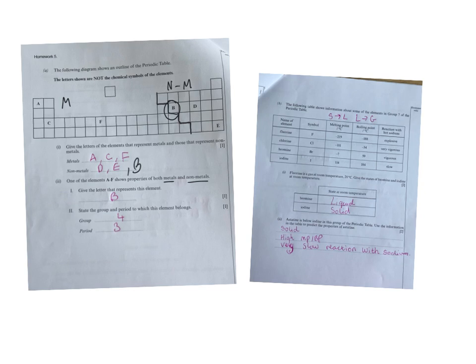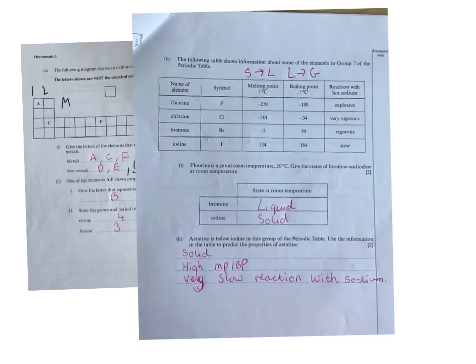State the group and period to which this element belongs. So 1, 2, 3, 4, 5, 6, 7, 8. So it's group 4. 1, 2, 3, period 3. The following table shows information about some of the elements in group 7 of the periodic table. Fluorine is a gas at room temperature. Give the states of bromine and iodine.